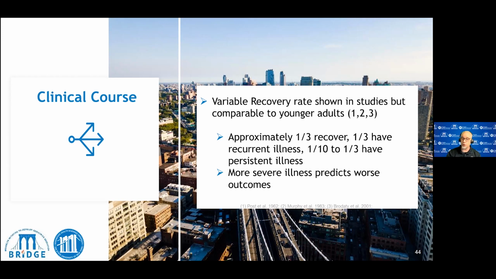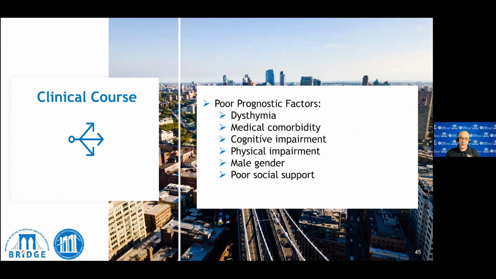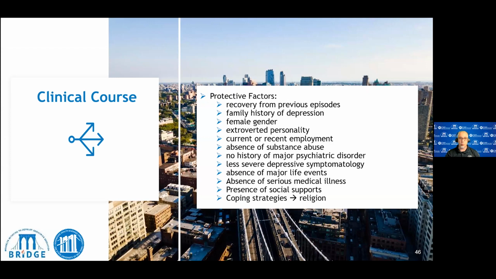So these patients that Dr. Gerard was talking about earlier from her clinical experience, they sounded more severe and more likely to have worse outcomes for a host of reasons. And there are prognostic factors that would indicate worse prognosis in addition to disease severity. Like medical comorbidity, cognitive impairment, physical impairment, male gender, and limited social support.